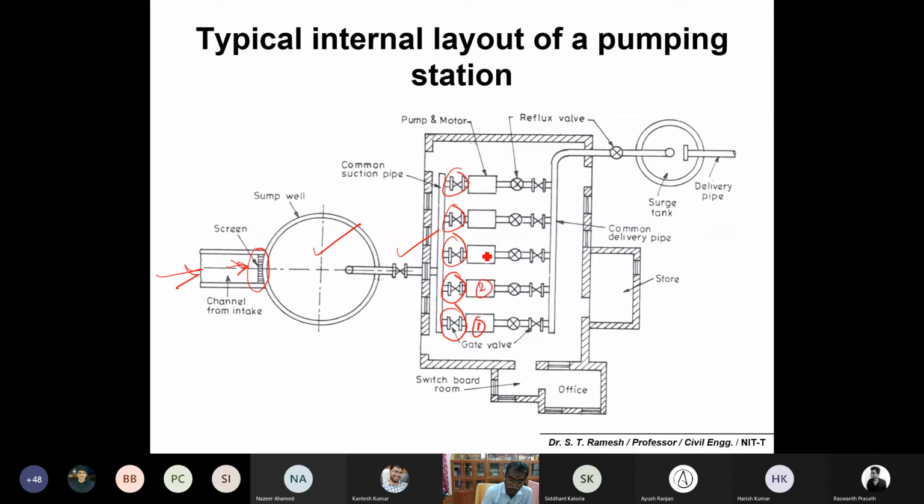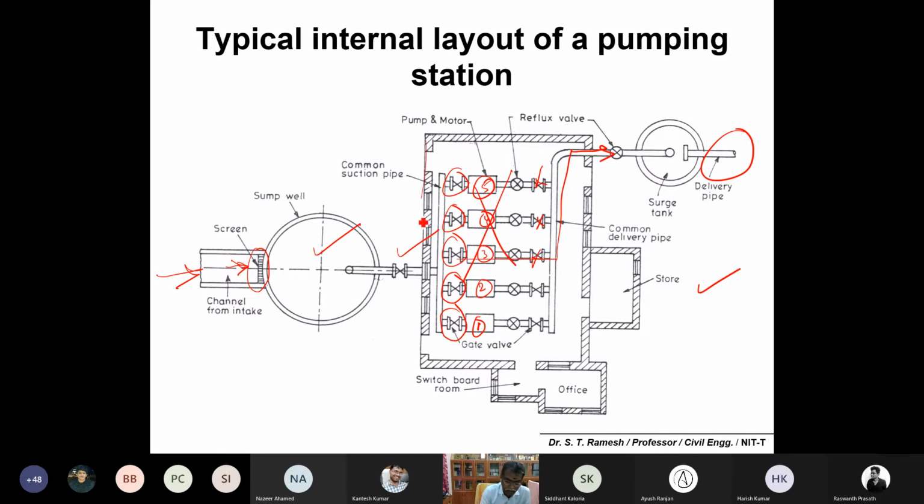This is pump number 1, 2, 3, 4, and 5, and I may either use 5 pumps directly, or I may not use these pumps. Then these gate valves are completely in closed position. I can operate only pump number 1 and pump number 2 to supply to a delivery or to the distribution network. Is it okay? So this is the typical arrangement where you can have the layout of a pumping station.